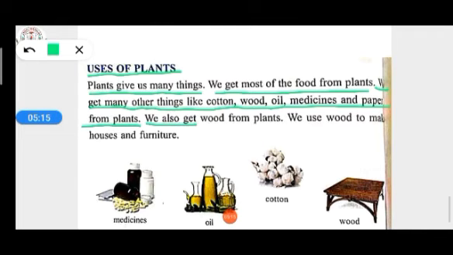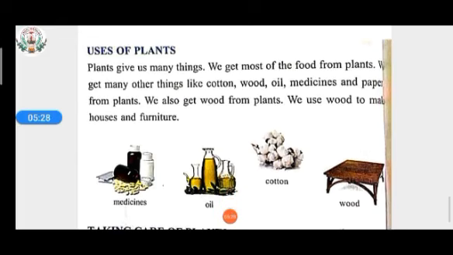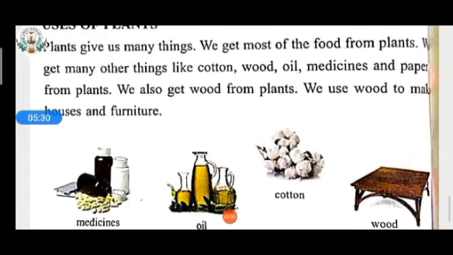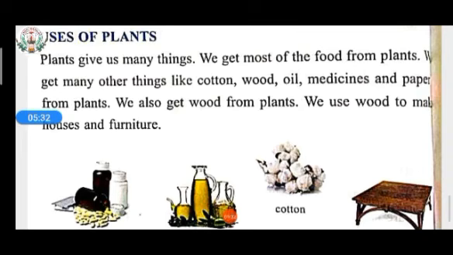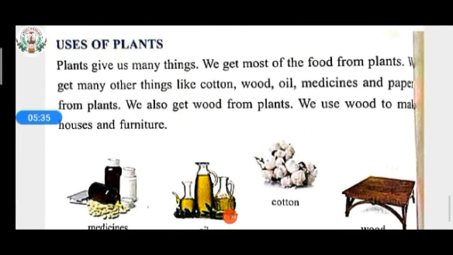We get wood from plants. We use wood to make houses and furniture. My dear children, in the 7th paragraph, it is explaining that plants are very useful for us. As you all know, we get most of the food from plants. Say yes or no, children? Yes, na? We get many things from plants.